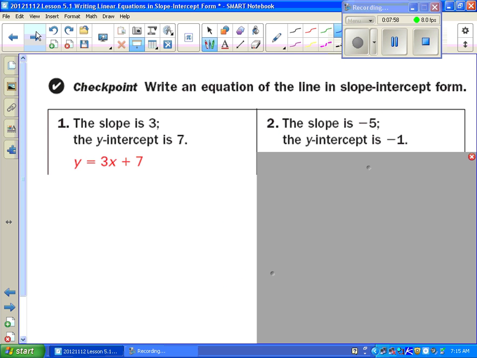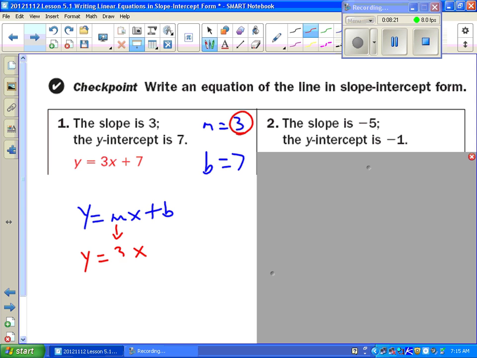Your first checkpoint says write an equation of a line in slope-intercept form where you have a slope of 3 and a y-intercept of 7. So m is 3 and b is 7. y equals mx plus b. We'll leave y, equals, and x. In place of m, you plug in 3, so 3x, and in place of b, you have a positive 7, so plus 7. y equals 3x plus 7.